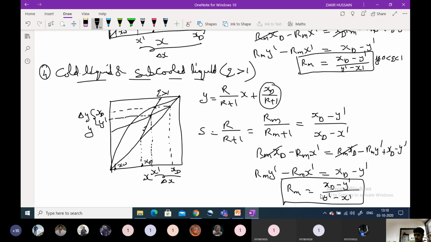So we are adopting the same notation, y dash, x dash, everything. But the values are different depending on the conditions of the feed. The values are different. This is for q greater than 1.